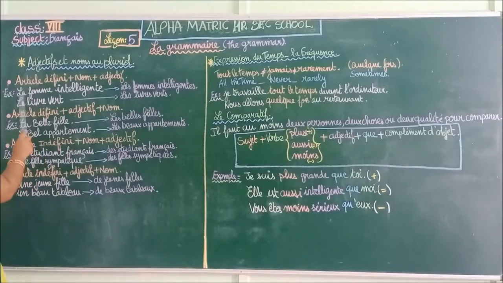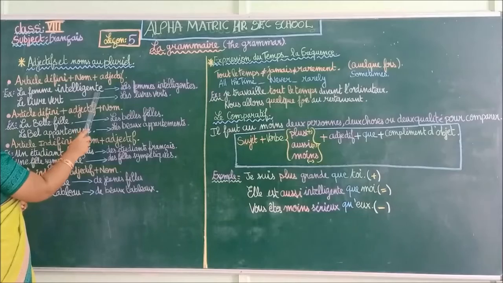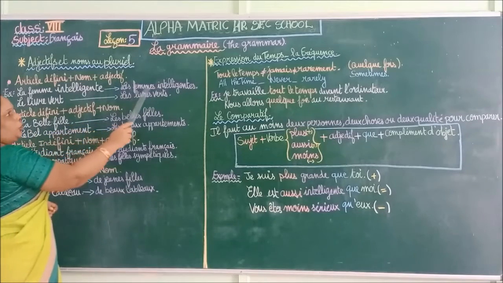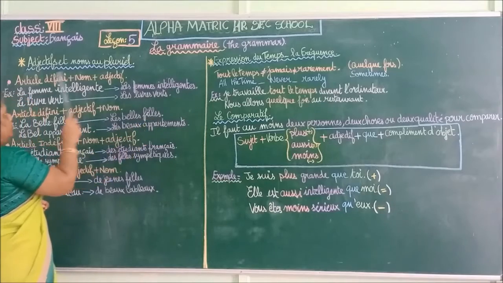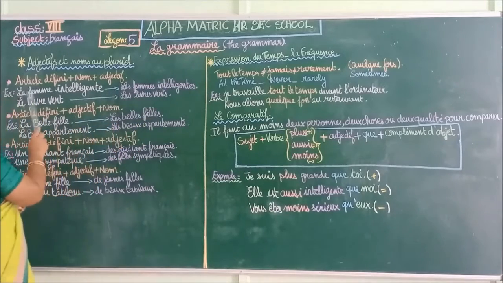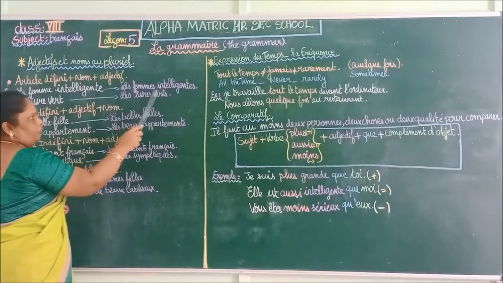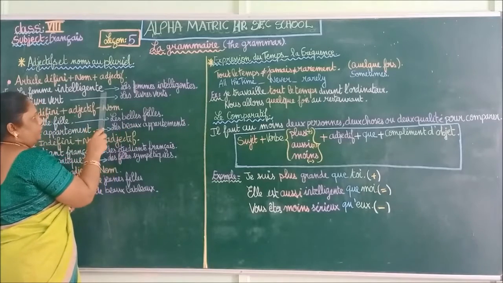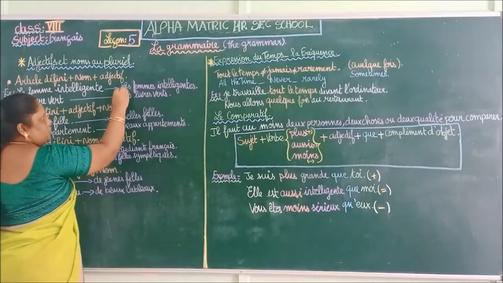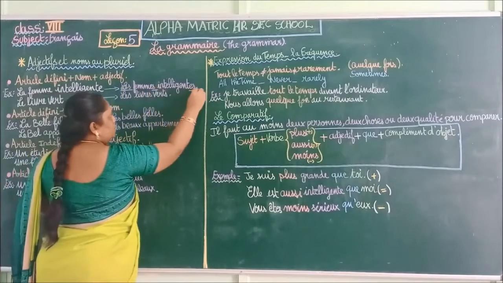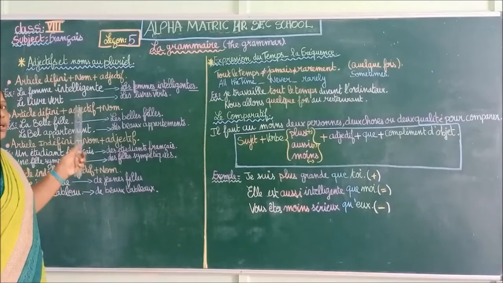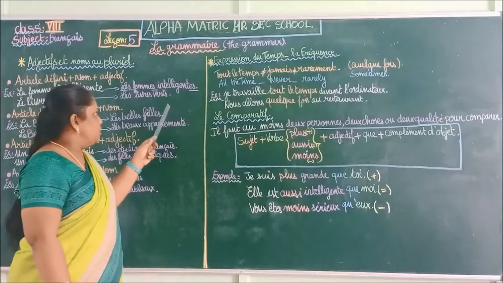Okay, so la femme intelligente. So how will you change this sentence into plural? So LA becomes LES. So we are going to add S for the plural noun, and for the plural adjective we are going to add an S. You can see the changes. Okay, so this is the pattern to change an adjective sentence into a plural sentence.